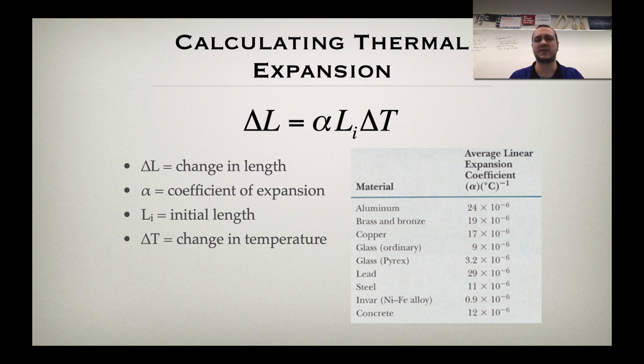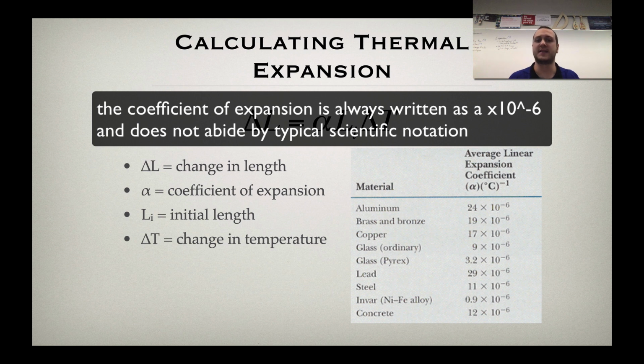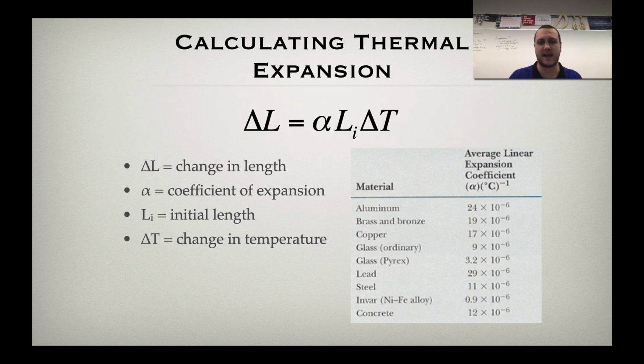Now, nice thing about change in temperature, if you're working in Kelvin or Celsius, it doesn't matter which one, it's still going to work, because a 50 degree change in Celsius is going to be a 50 change on the Kelvin scale. So we're going to see our average coefficient of expansion to the right here. Those units are degrees Celsius to the negative first, which allows our units to match, so that alpha and delta T are going to cancel each other out. So our change in length and our initial length are going to have the same unit.